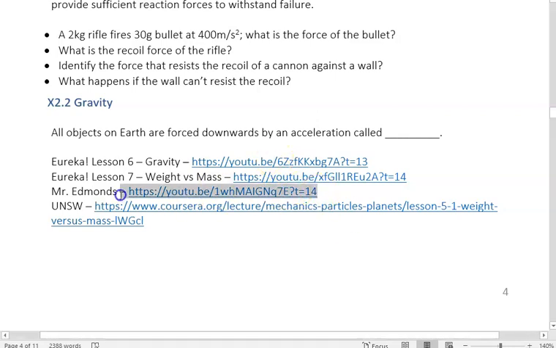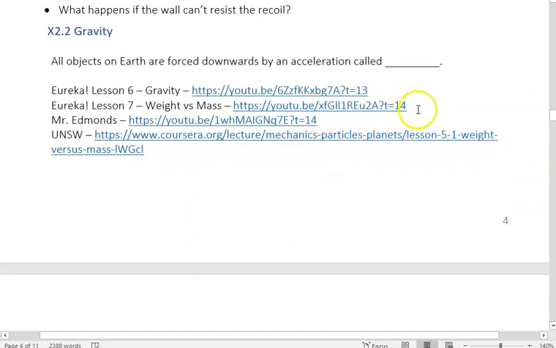We also have this song, the weight versus mass song, the one that we're not going to talk about. I have a lecture from UNSW, but that's really for year 11 kids. And we have a Eureka video that talks about weight versus mass.